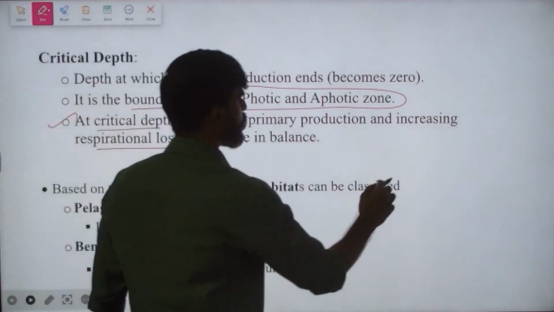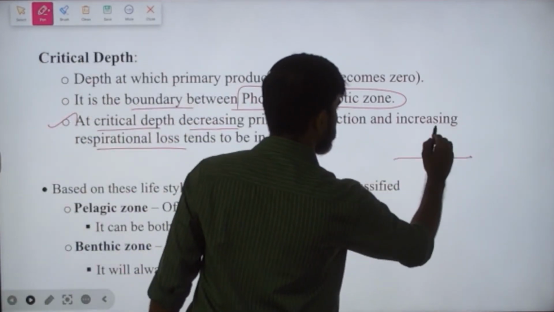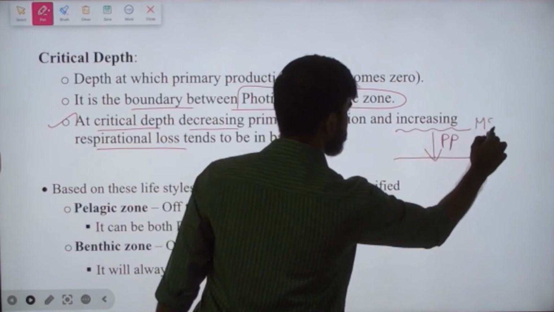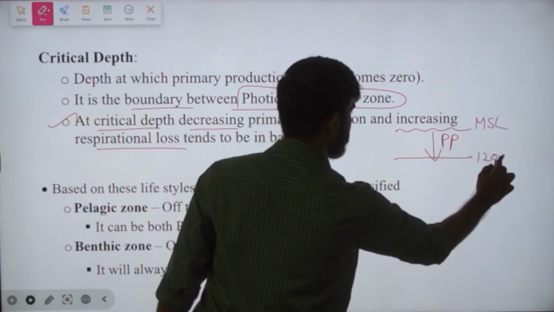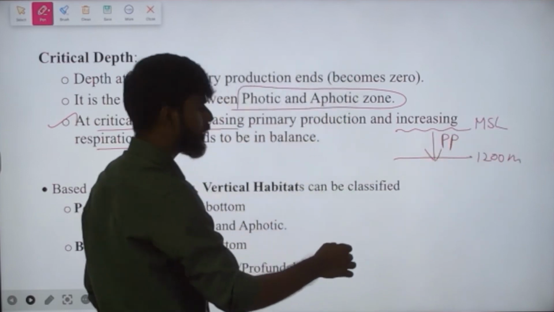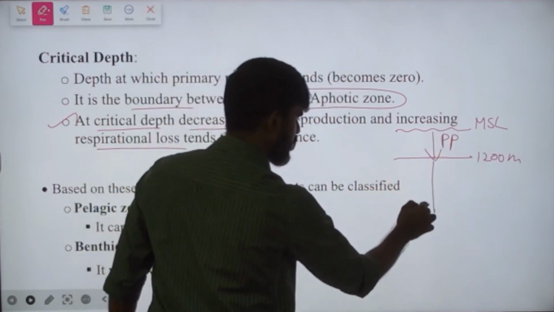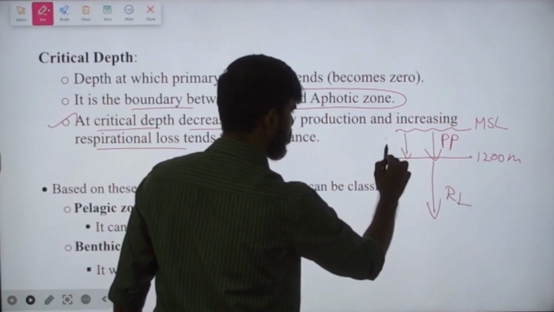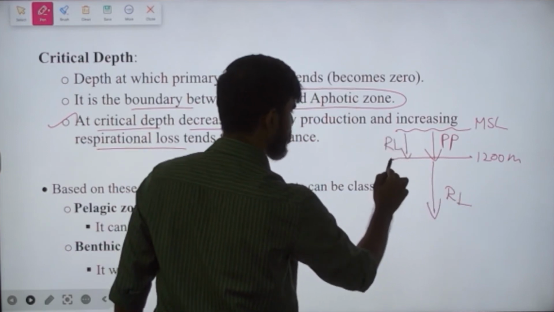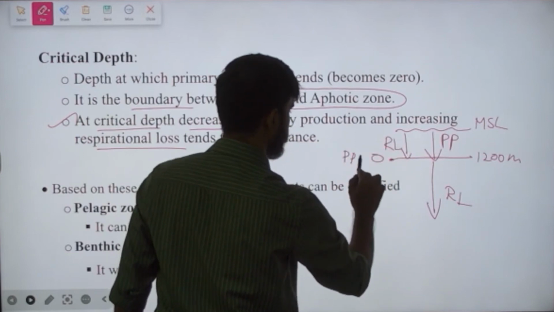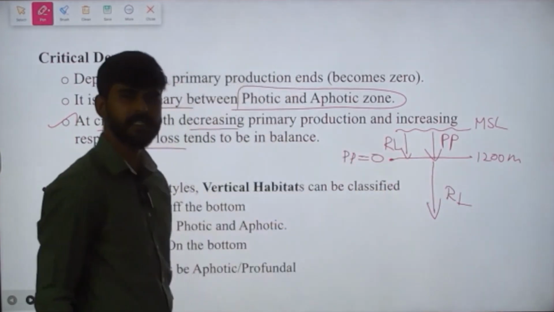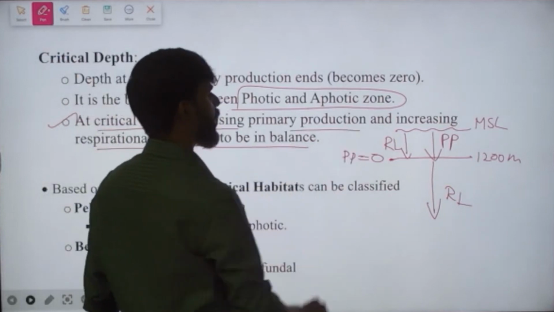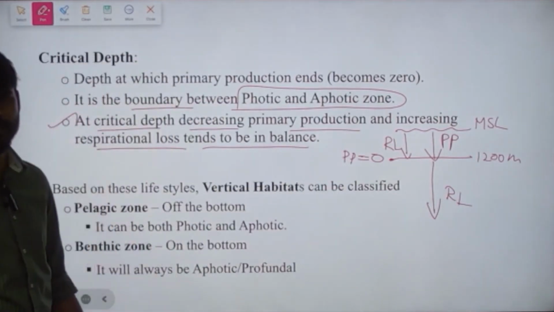Yes, obviously, right? So there is a decrease in primary production from the top. Let us consider this to be mean sea level, and this is 1200 meters. Primary production keeps decreasing, and even below this point there is observation of respiration loss, but primary production becomes zero at this point. Primary production is equal to zero at this particular point, that is called critical depth, and at this critical depth there is a balance between primary production and respirational loss happening.